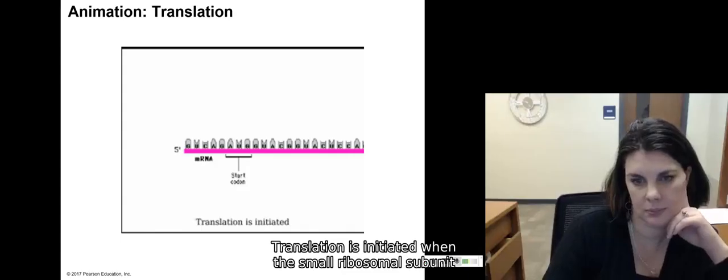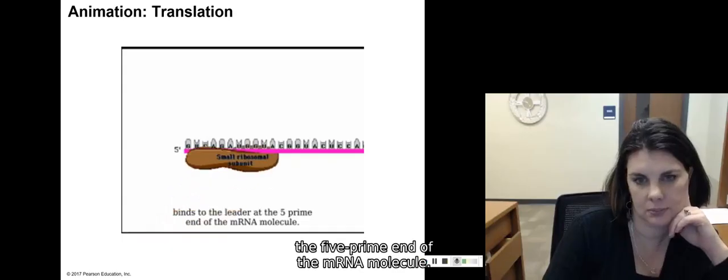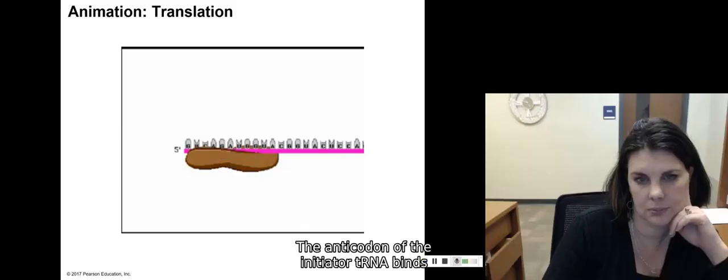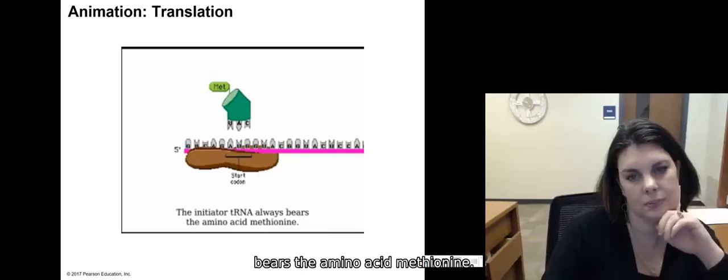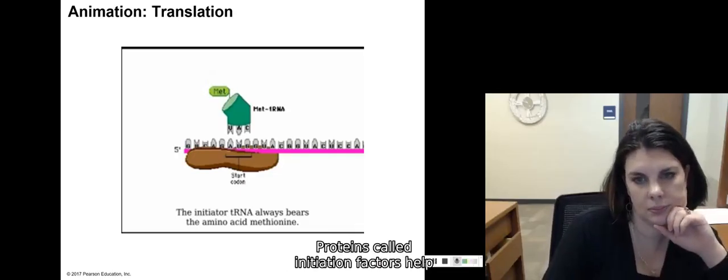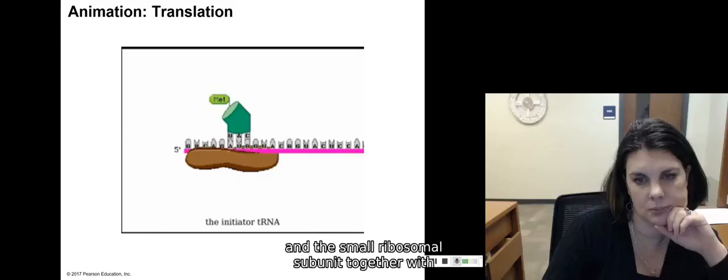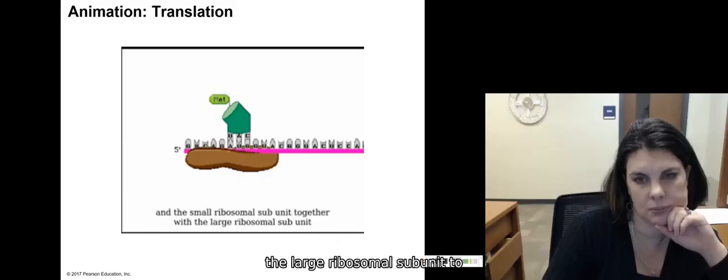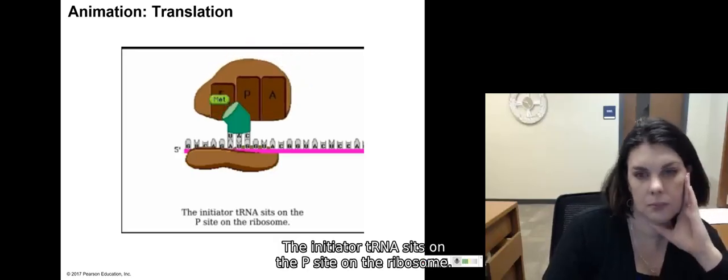Translation is initiated when the small ribosomal subunit binds to the leader at the 5' end of the mRNA molecule. The anti-codon of the initiator tRNA binds to the start codon, AUG. The initiator tRNA always bears the amino acid methionine. Proteins called initiation factors help bring the mRNA, the initiator tRNA, and the small ribosomal subunit together with the large ribosomal subunit to form an initiation complex.